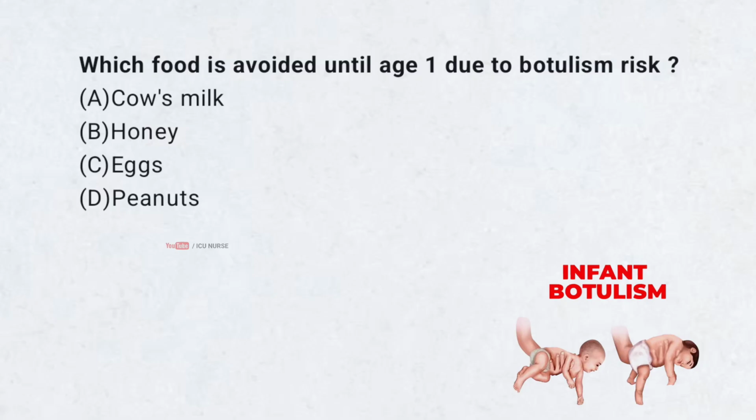Which food is avoided until age 1 due to botulism risk? A. Cow's milk. B. Honey. C. Eggs. D. Peanuts. Correct answer B. Honey.